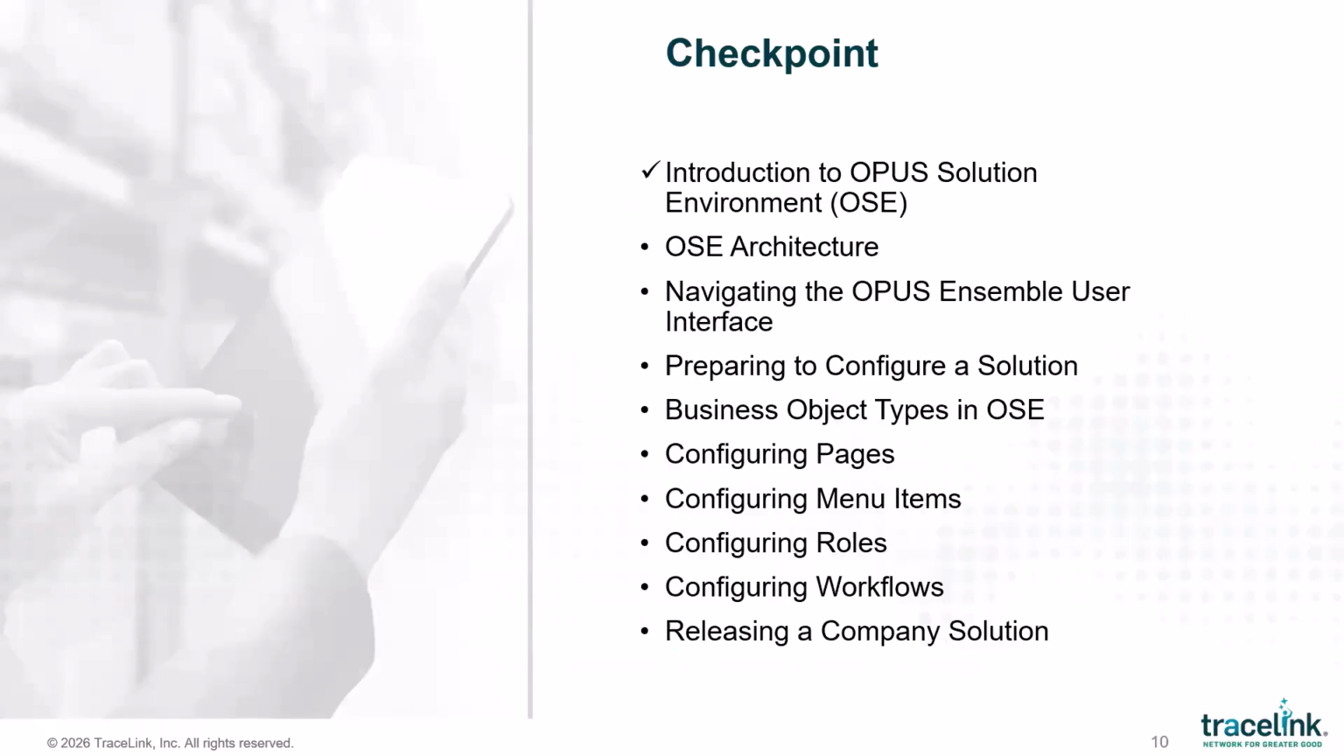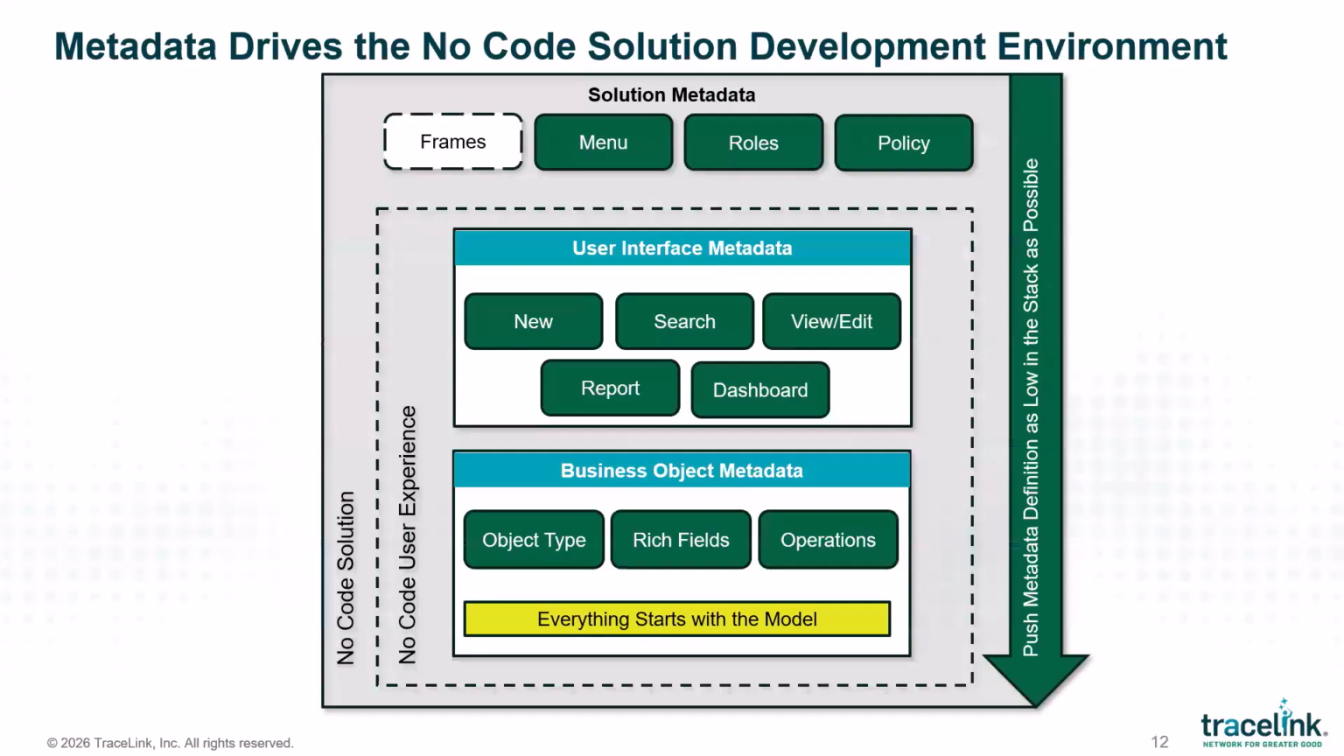Now onto OSE architecture. TraceLink uses metadata to enable its no-code capabilities and then pushes these metadata definitions as far down in the stack as possible. There are three main layers of the stack. Business object metadata. The business object layer is where we define object types, fields, and operations, which form the core characteristics and behaviors of an application, laying the foundation for how the system functions.